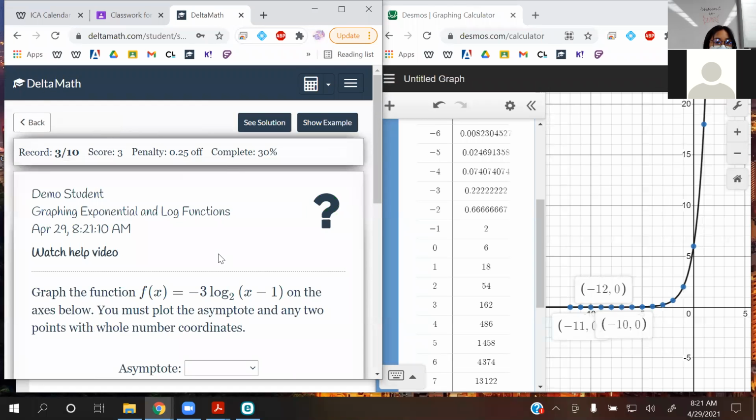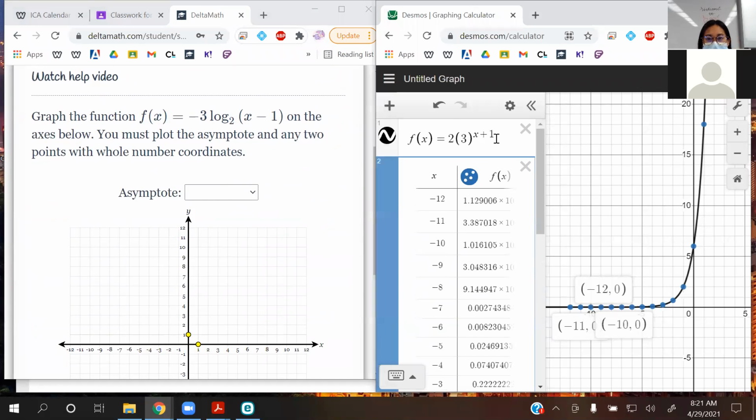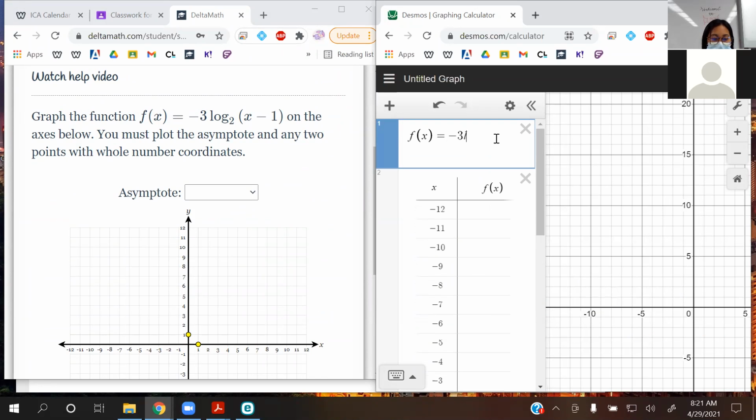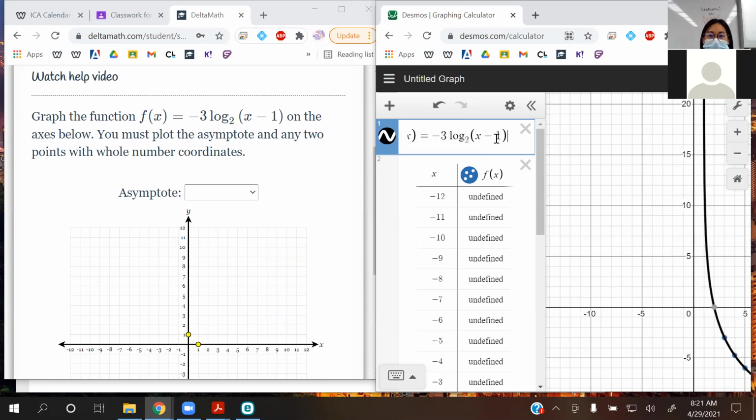Another problem. Okay, so we got a log problem. So I'm going to go here, delete all of that, and type negative 3 log base 2. Remember, to type a base, you press shift and the minus button. Shift, minus. So that gave me my log base 2. That's minus 1.